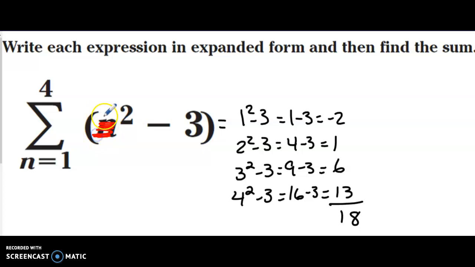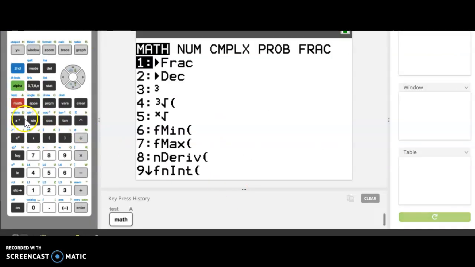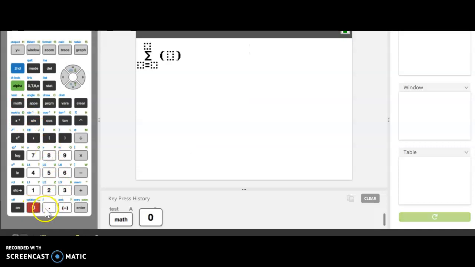So I'm going to replace that with an X, and I'm going to replace this with an X. So now I'm going to go to my calculator, and on my calculator, I'm going to go to math, and I'm going to go all the way down to 0. You didn't even see that, it was so fast. So let me clear it.